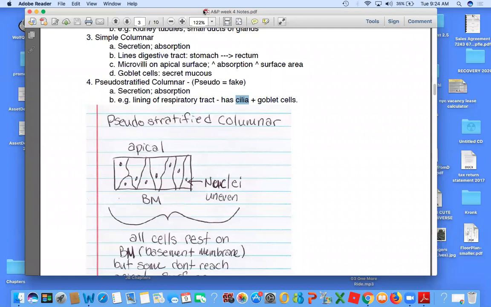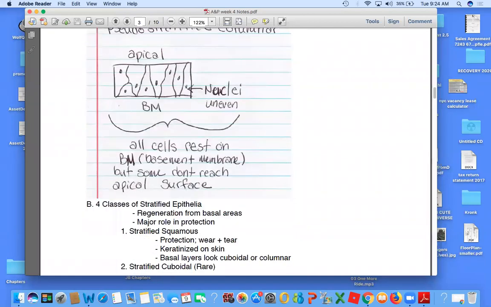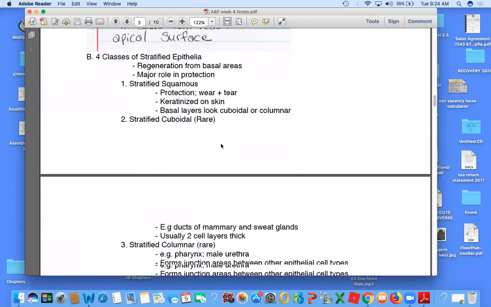B is simple columnar, a kidney tubule. And looking at the digestive tract, figure 11.13C, C is simple columnar. So I just want you to see the pictures. They're better. And this is our pseudo-stratified picture. Now, why don't we move on to our stratified epithelia?